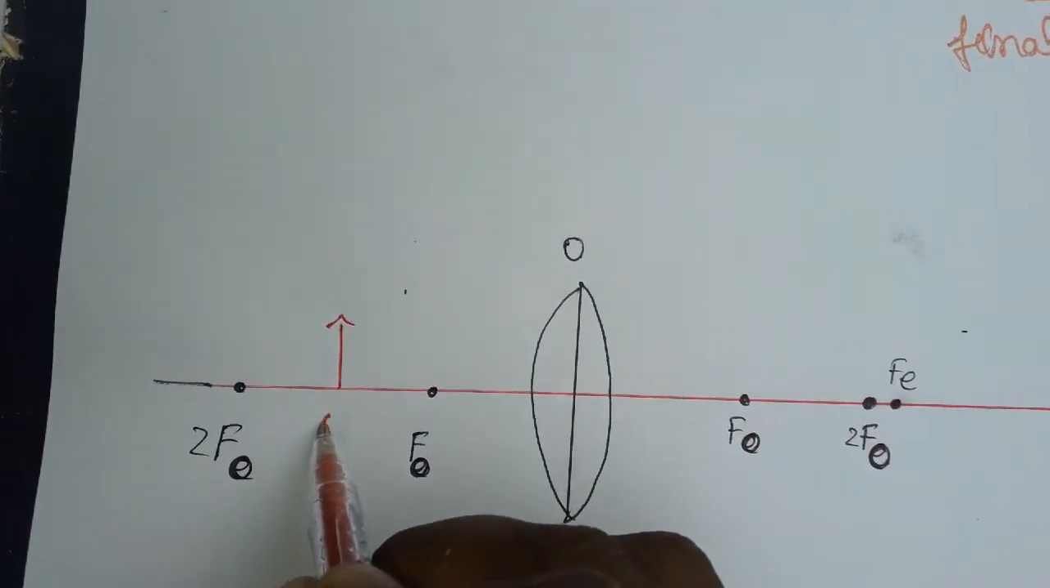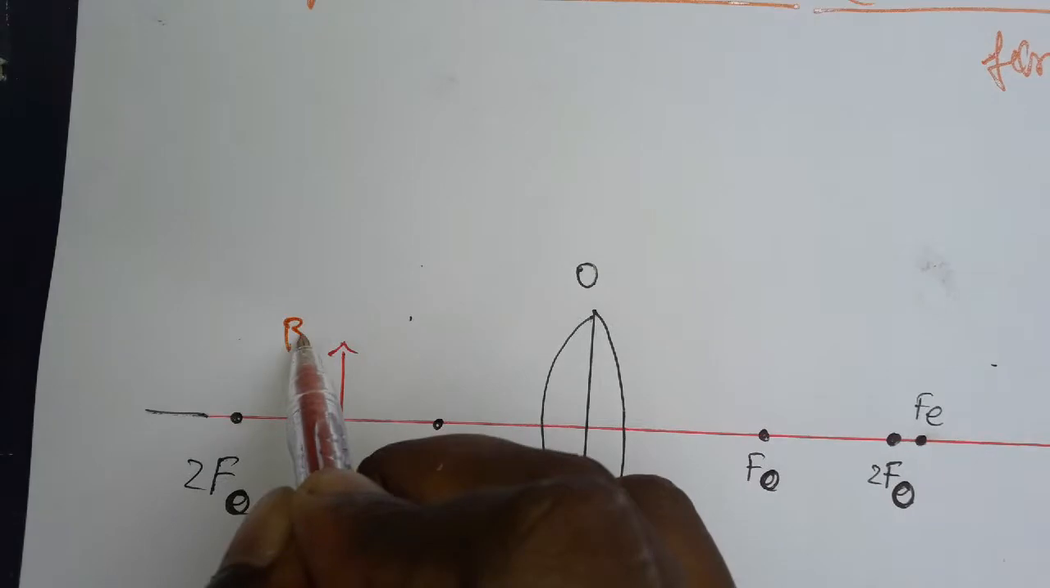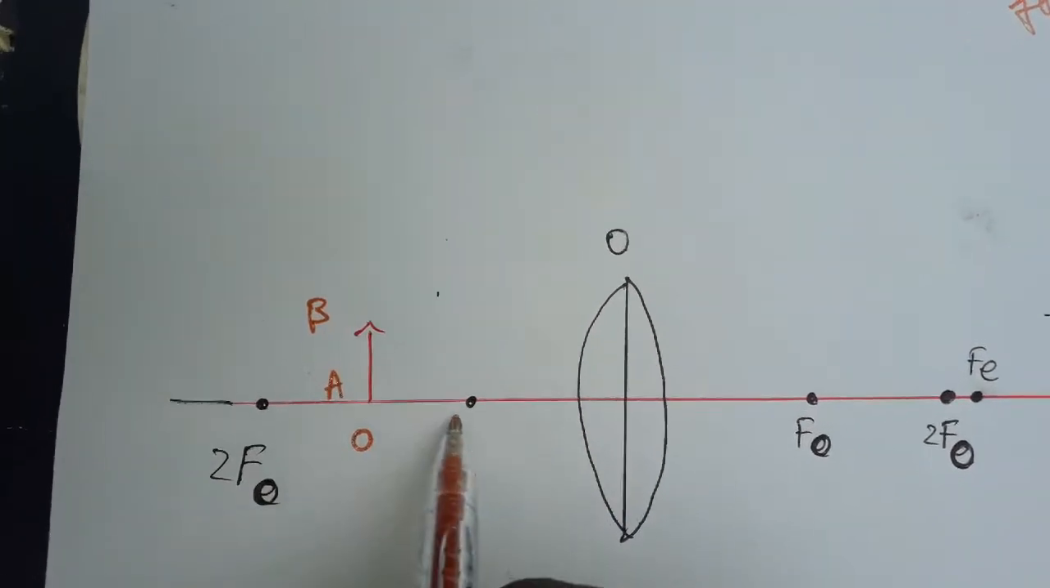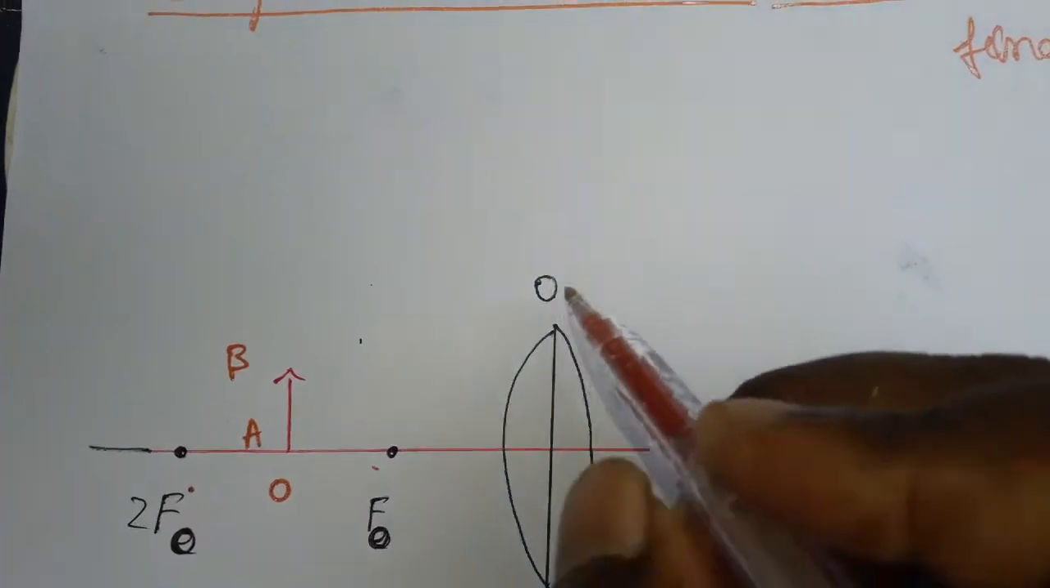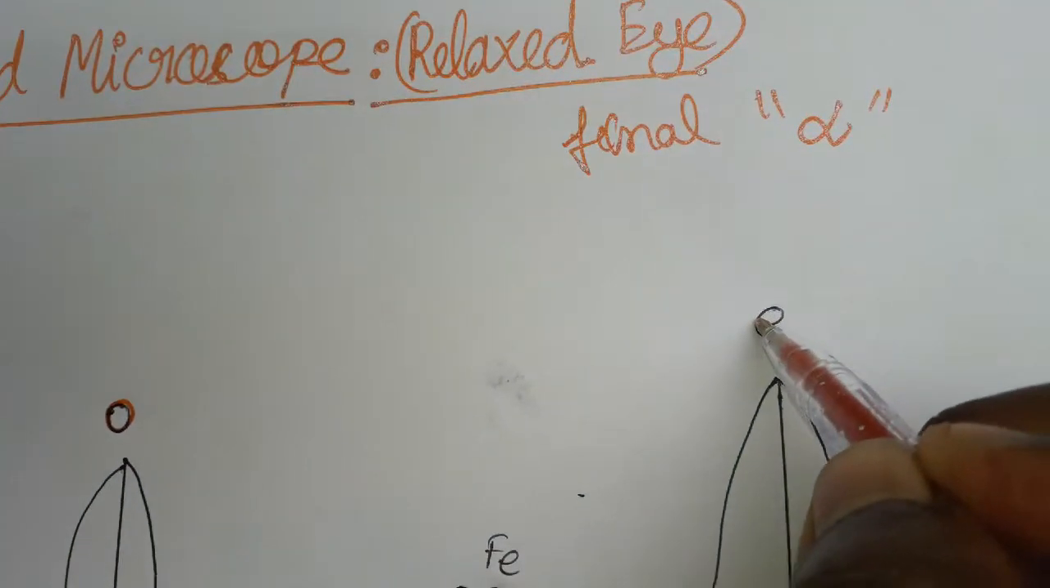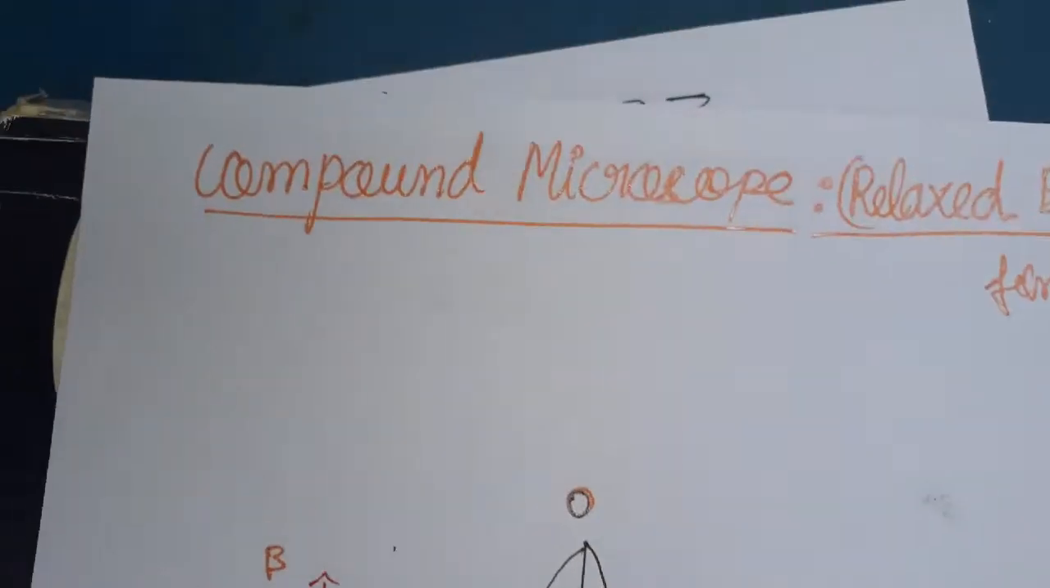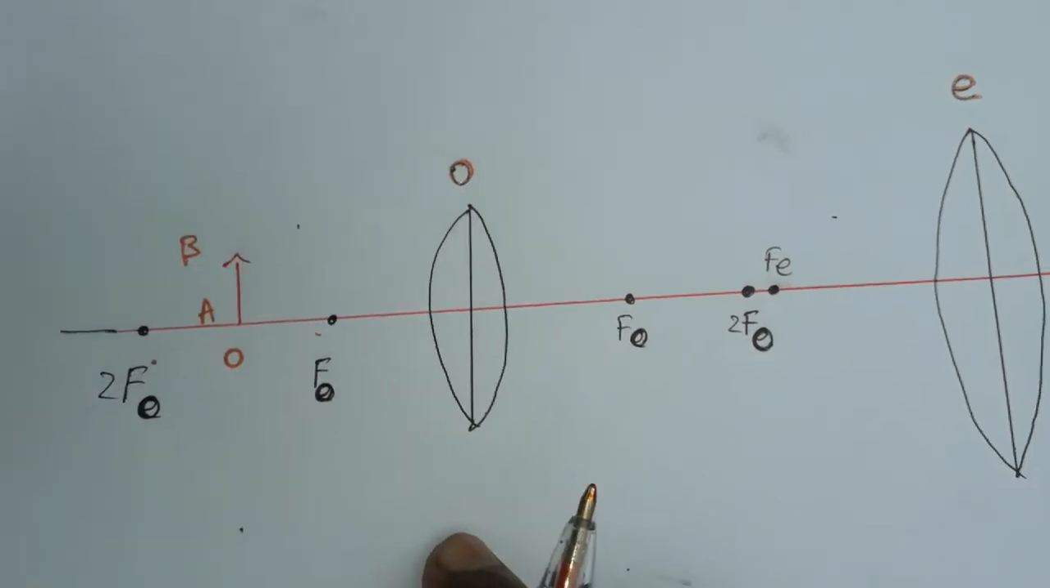Okay, I have taken an object. AB is the object. The object is placed between fo and 2fo. There are two lenses there. One is the objective lens, another one is the eye lens. For a compound microscope, the eye lens is bigger than the objective lens.